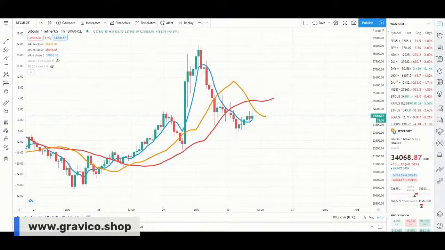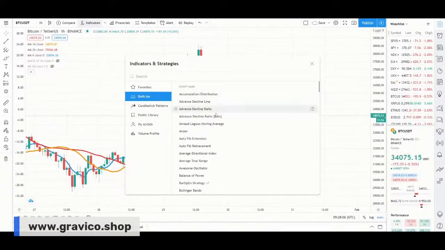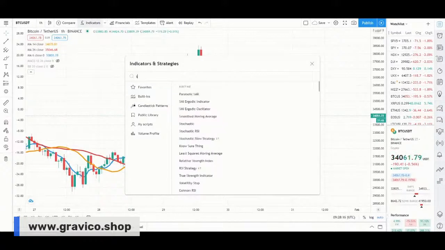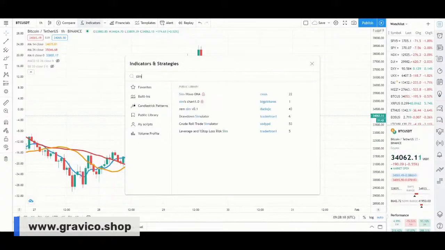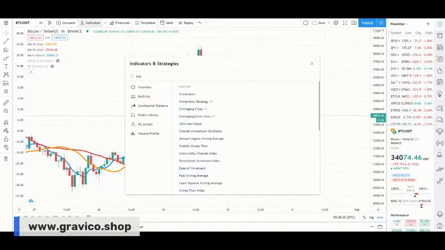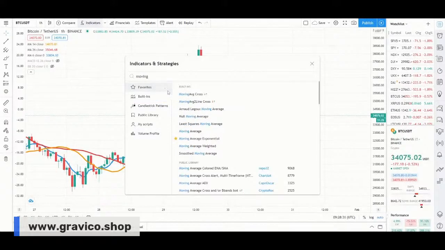Where can you find that in the TradingView chart? So right over here with the indicators. There are more than 100 indicators in here, from letter A up to Z. But of all those indicators, the simple moving average is my favorite. Just type in "moving average." There you go.